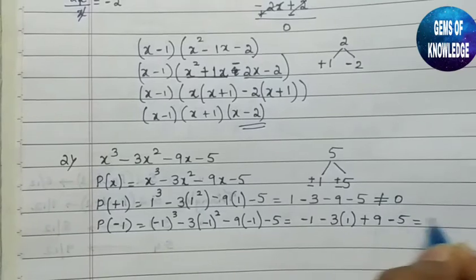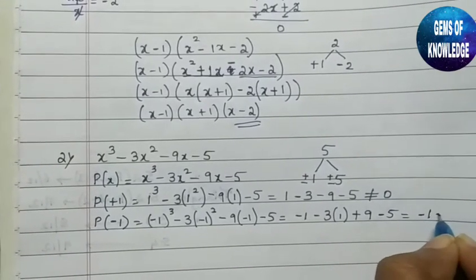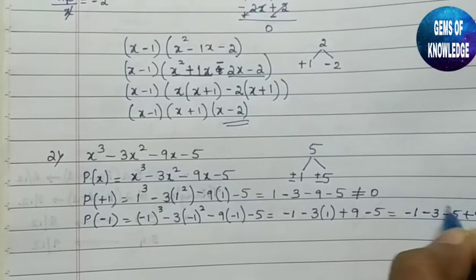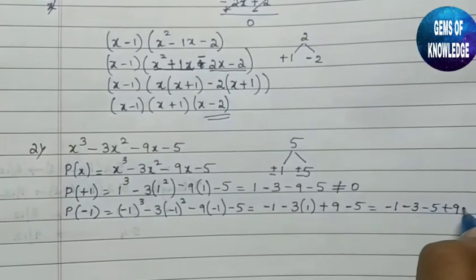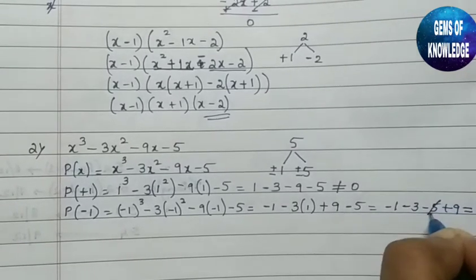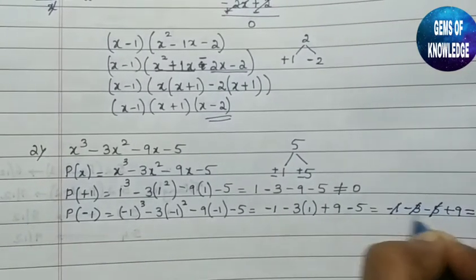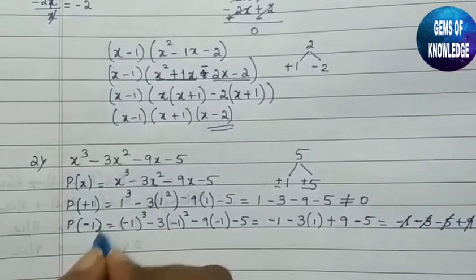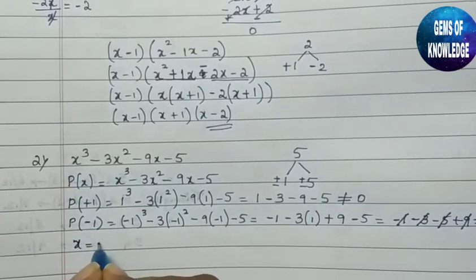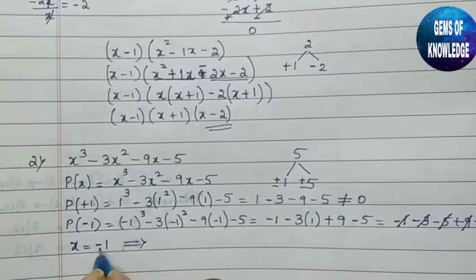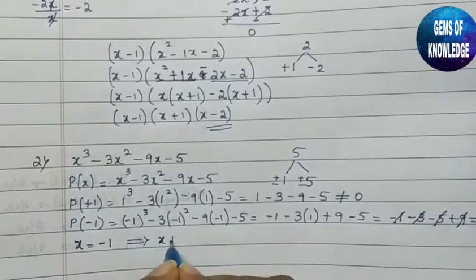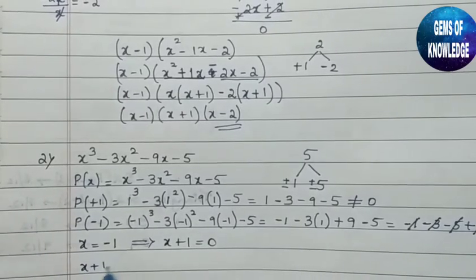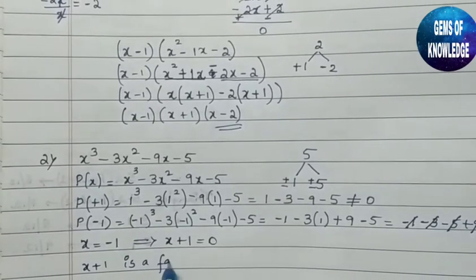So here what we are getting is minus 1 minus 3 minus 5 and plus 9. So all this will become minus 9 and plus 9. So both will be cancelled. What we are getting? Equal to 0. So what is our x value? X value is minus 1. So if we take this minus 1 to this side, what we are getting? X plus 1 to be equals to 0. So we can write x plus 1 is a factor of p of x.